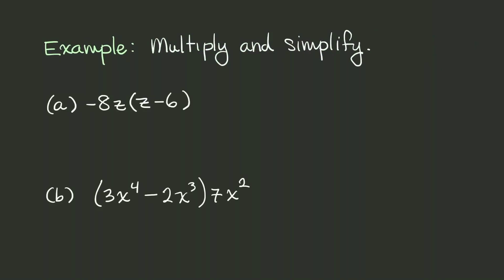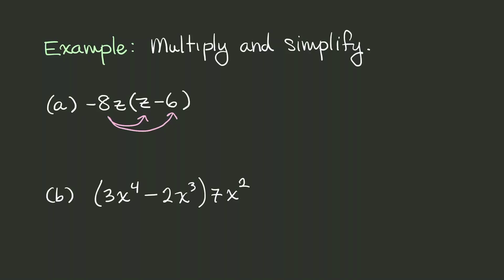In this video, we'll learn to multiply a polynomial by a monomial. Remember that a monomial is a polynomial with a single term, like we have here in part A. This negative 8z is a monomial, and we're multiplying it by z minus 6, which is a polynomial. In order to do that, what we're going to do is distribute. So we need to distribute the negative 8z and multiply it by each of the terms inside of parentheses.